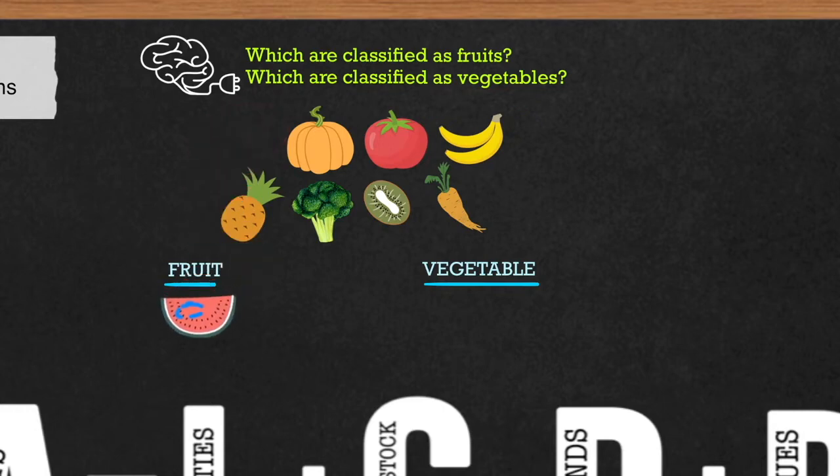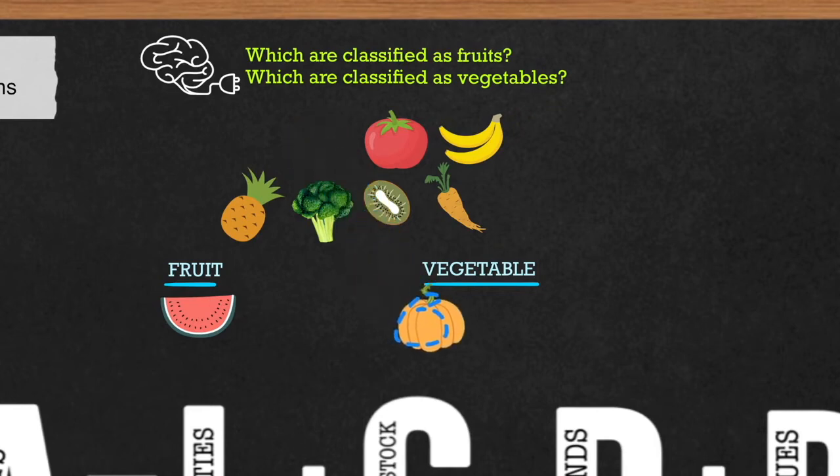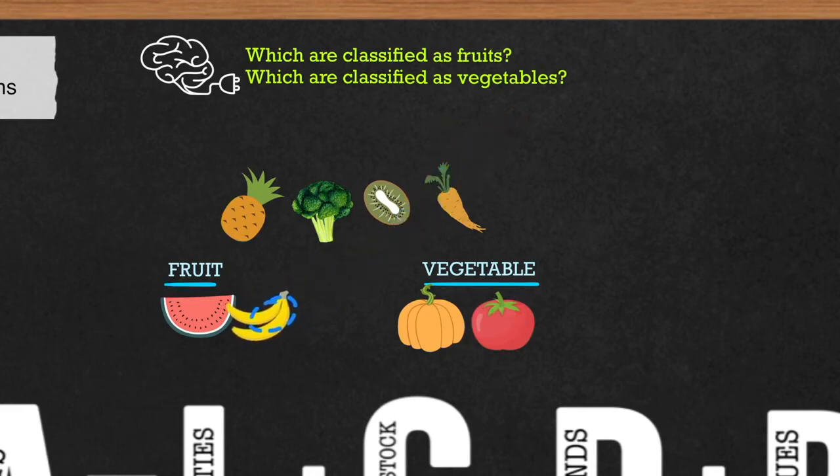Well, the watermelon is an example of a fruit, so that's classified as a fruit. The pumpkin is the next one. That is classified as a vegetable. So these are examples of different types of things, and our main goal right now is to classify. The tomato, well, that is classified as a vegetable. The banana is the next one. That is classified as a fruit. Pineapple is the next one. That is also classified as a fruit. Broccoli, one of my faves, that is classified as a vegetable.